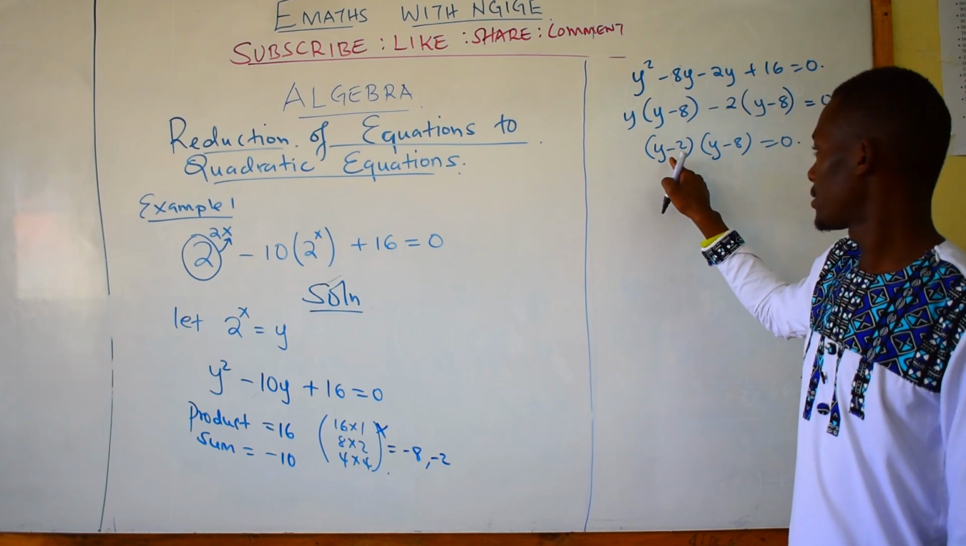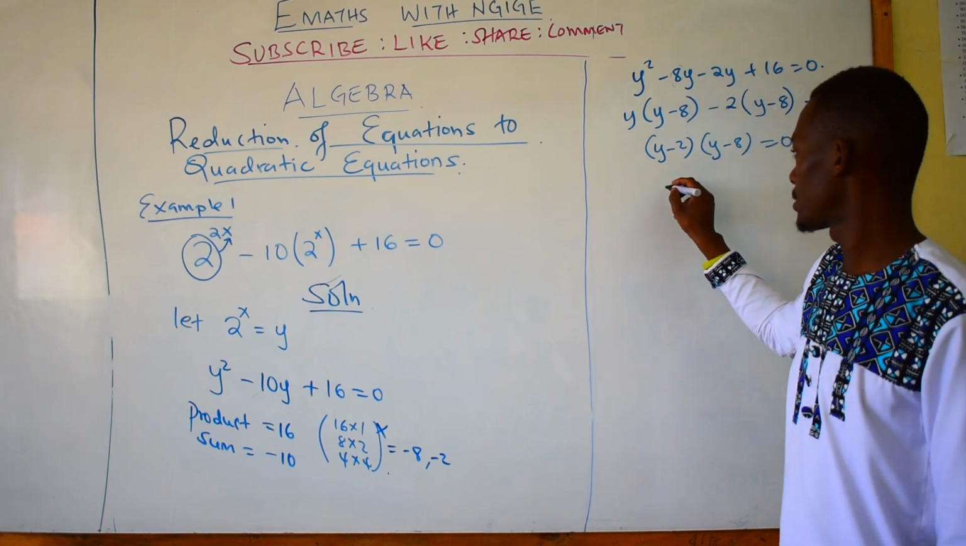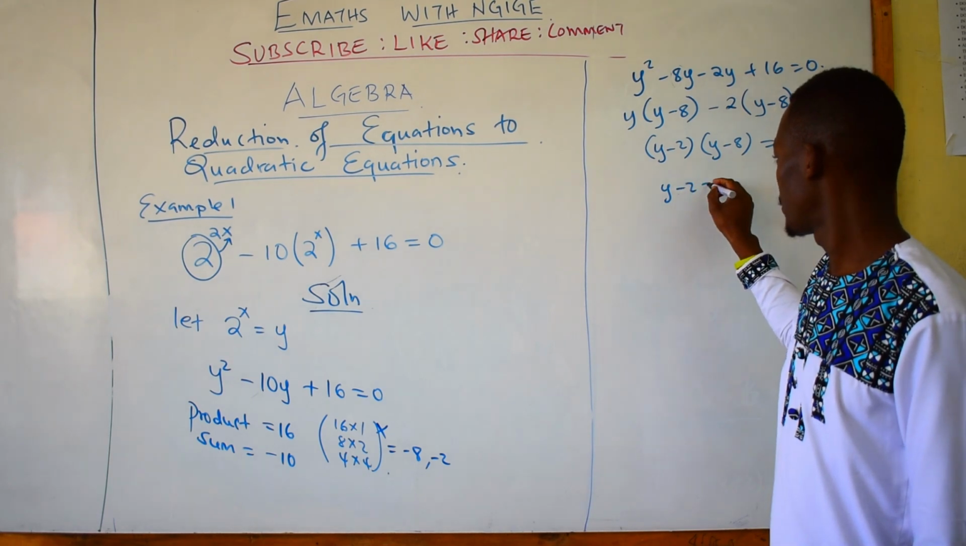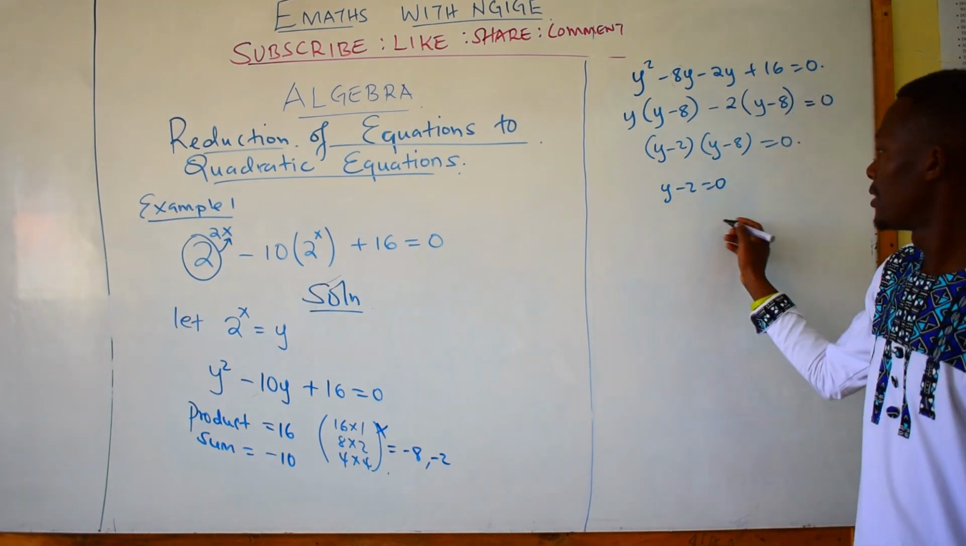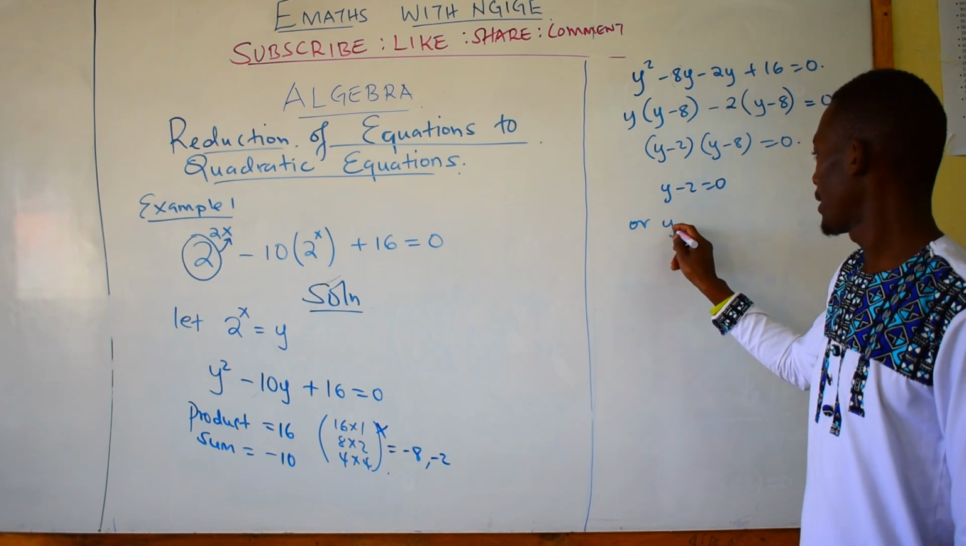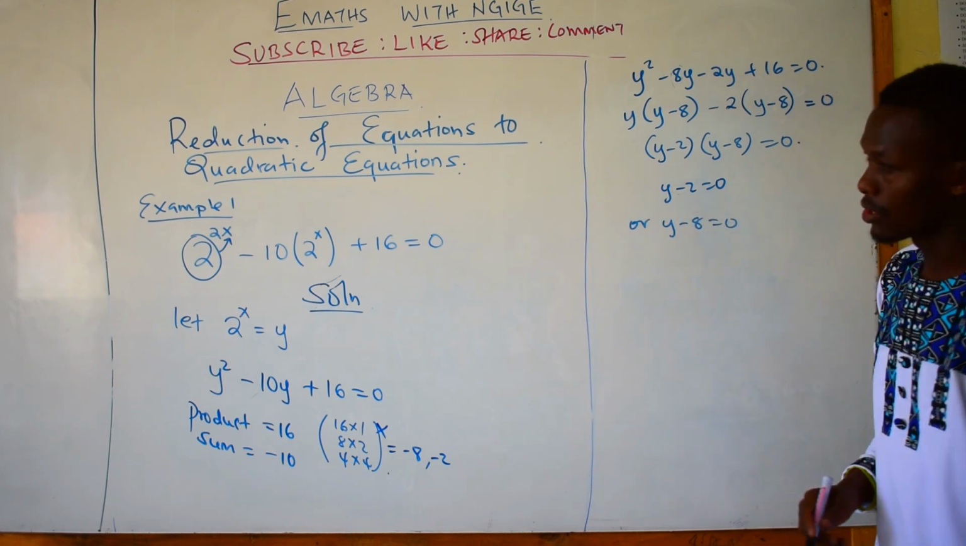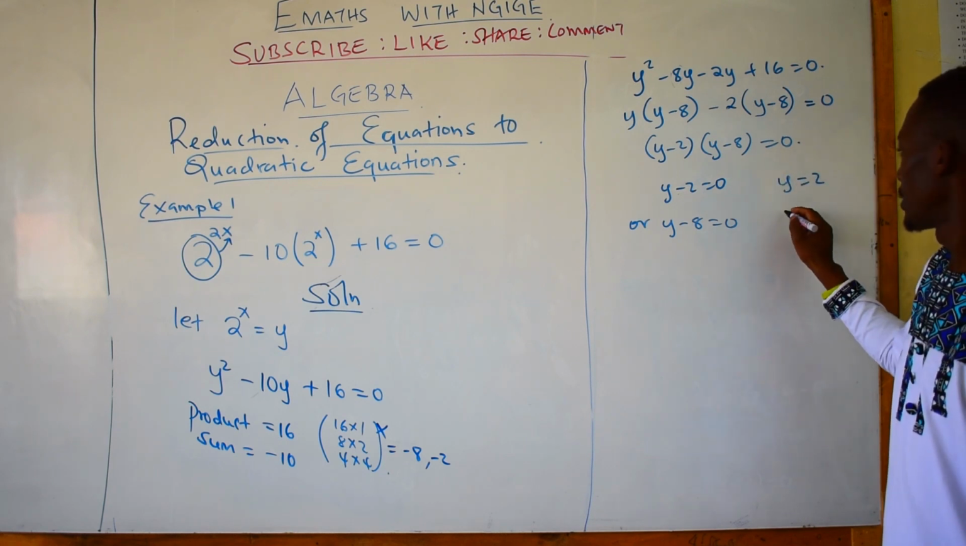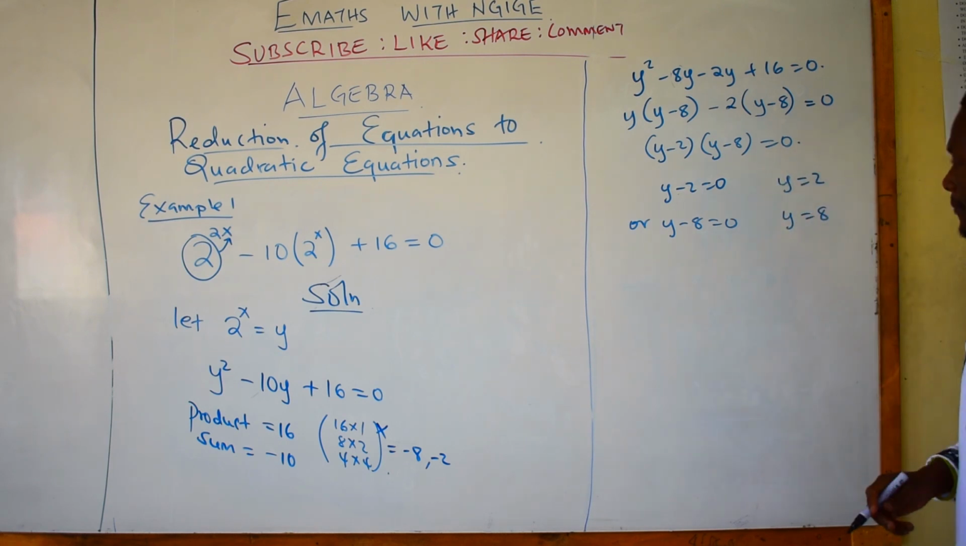Therefore, it is either this one is equal to 0, or this one is equal to 0. So it is either y minus 2 equals 0, or y minus 8 equals 0. So let's find the value of y. In our case here, y will be 2, and y here will be 8. But is that the last solution? No. That is not the solution.